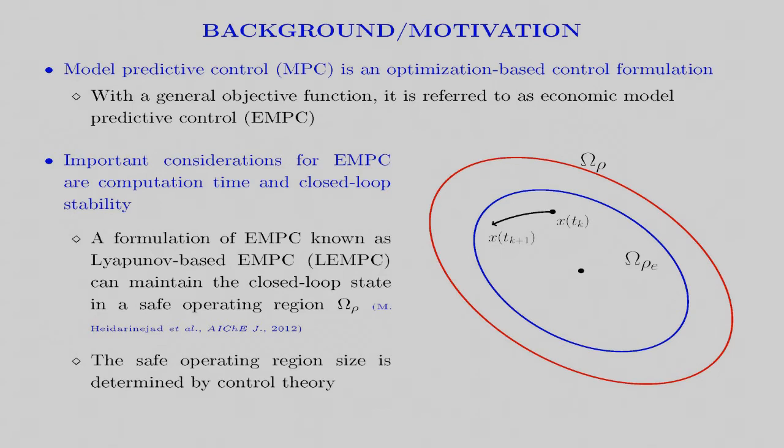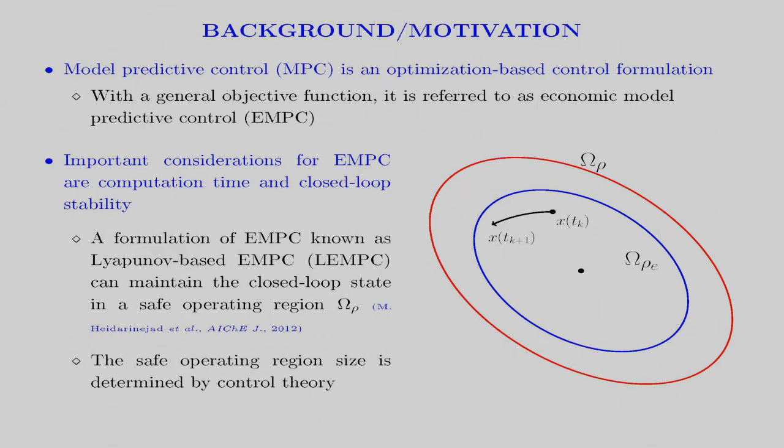When the objective function of this controller is allowed to take a general scalar form, the resulting MPC is called an EMPC. Important considerations for EMPC are its computation time and also whether it maintains closed-loop stability. For EMPC, closed-loop stability is not necessarily the same as steady-state tracking.